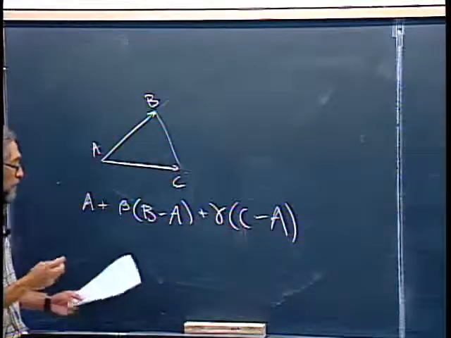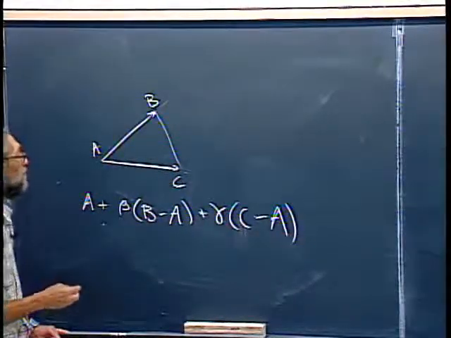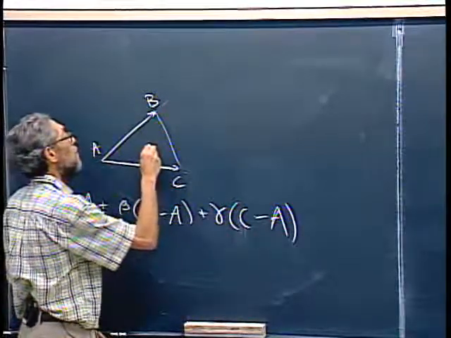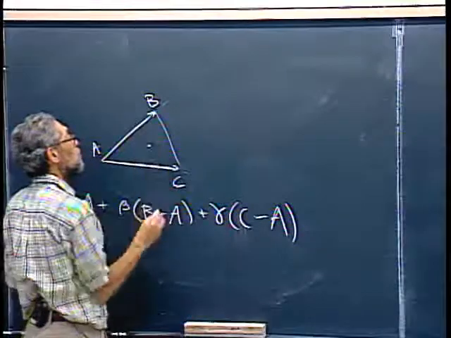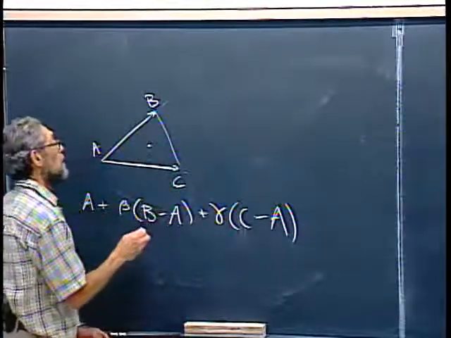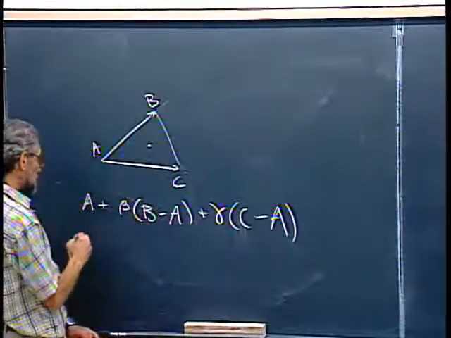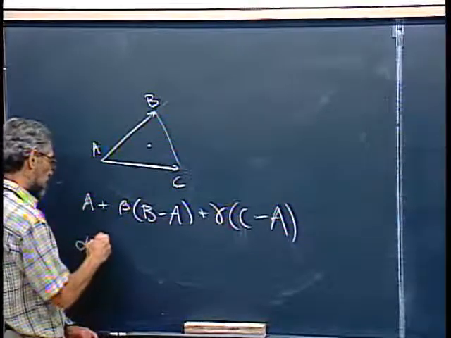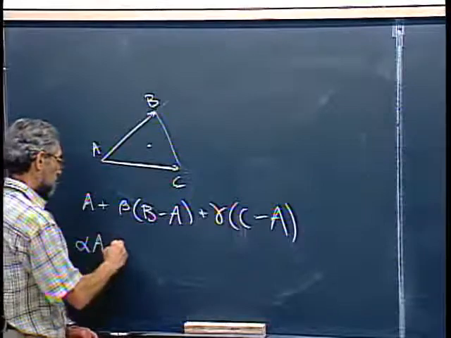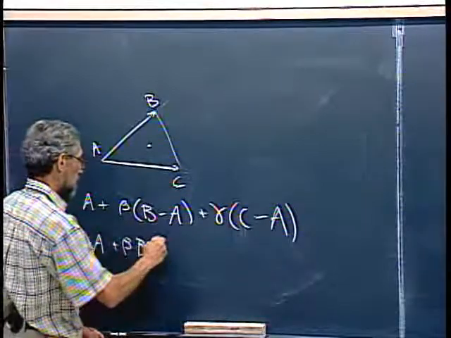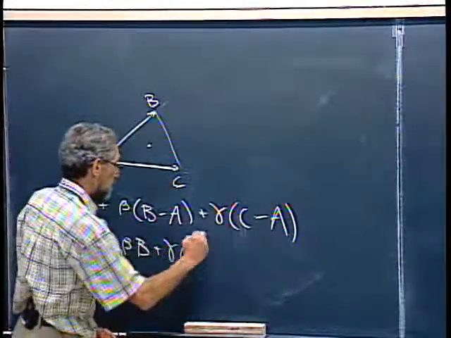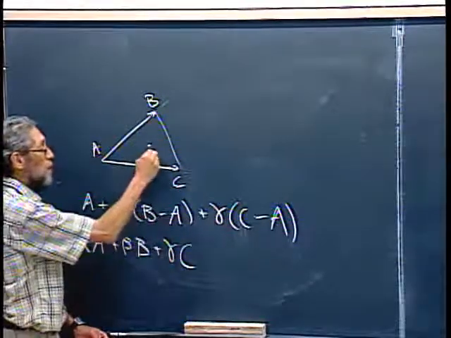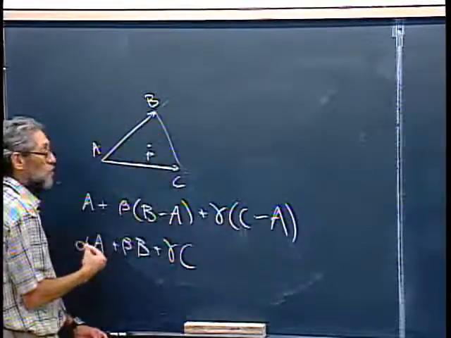And the way they derived it on the sheets I handed out is to say that any point on the plane can also be thought of as a sum of alpha times A plus beta times B plus gamma times C, and these are called the barycentric coordinates of this point with respect to the vertices of the triangle.